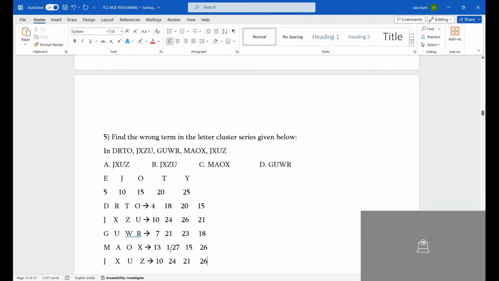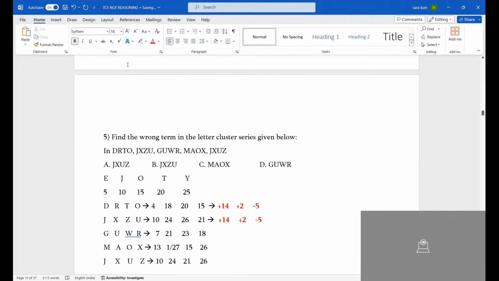Now let's take a look at this case. Now that we have the numbers, let's try to understand the relationship here. If you look at it, from 4 to 18, what is the logic here? From 4 to 18 is plus 14. From 18 to 20, it is plus 2. From 20 to 15, it is minus 5. In this case again, from 10 to 24 is plus 14, 24 to 26 is plus 2, and 26 to 21 is minus 5.